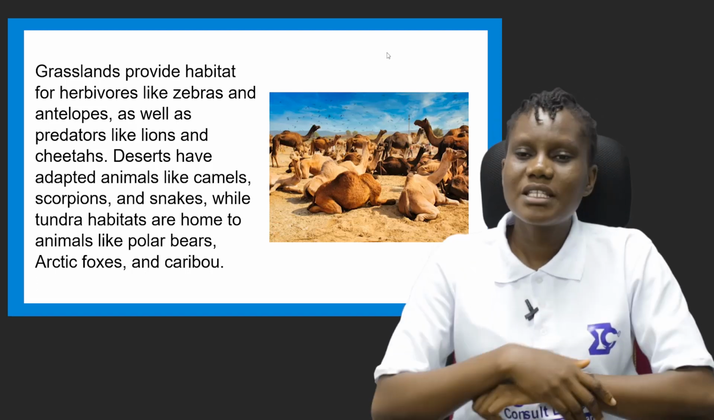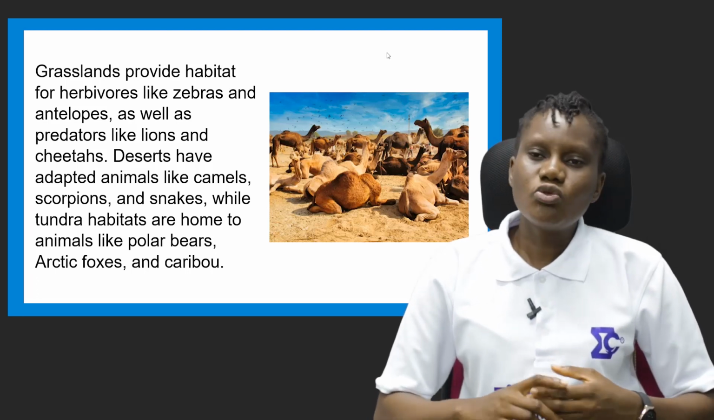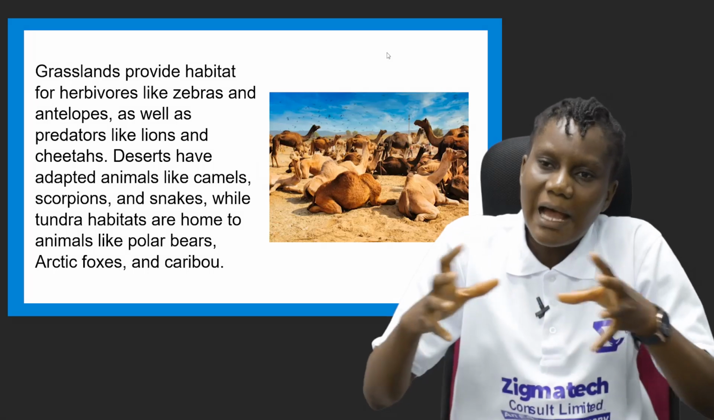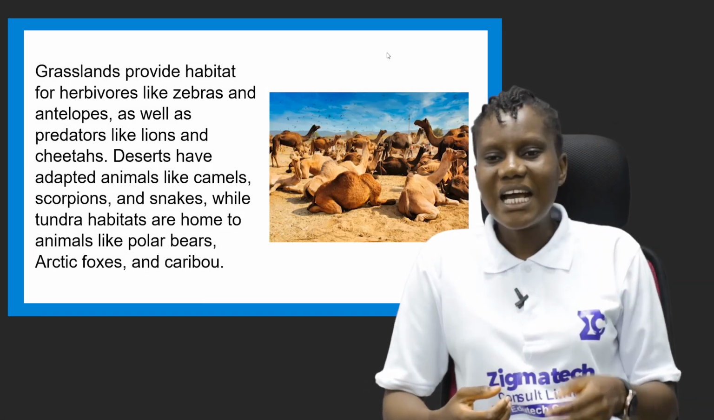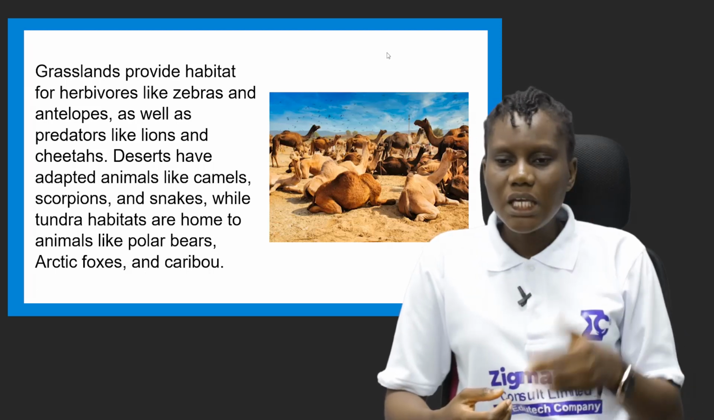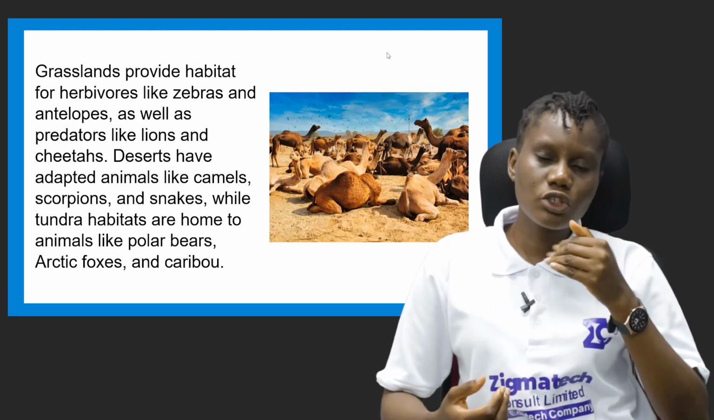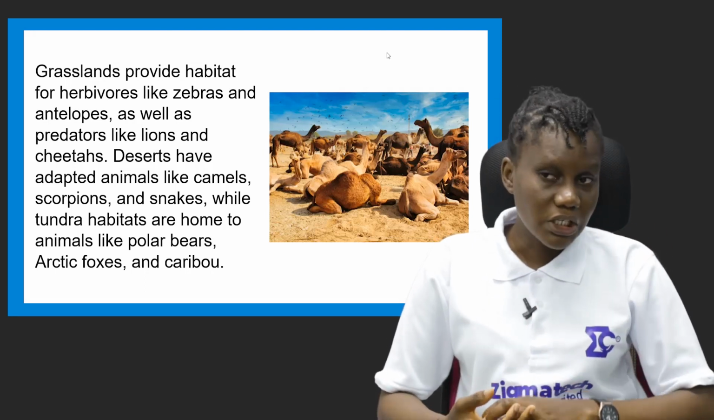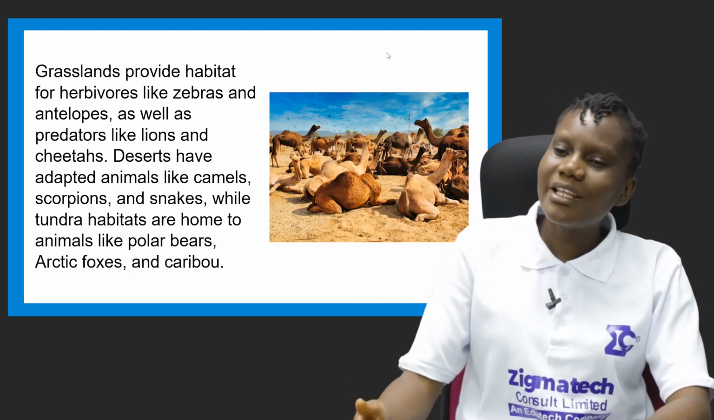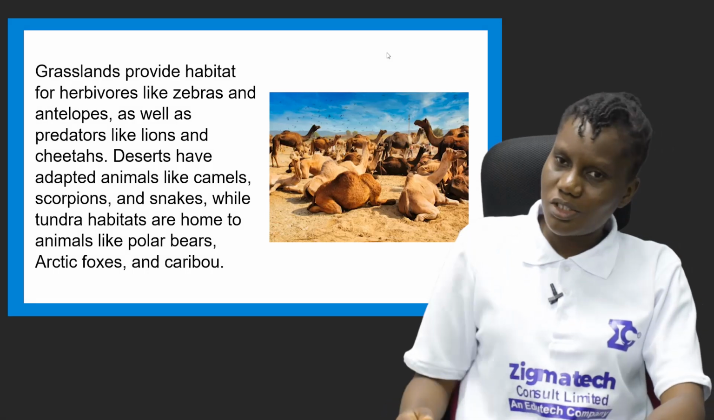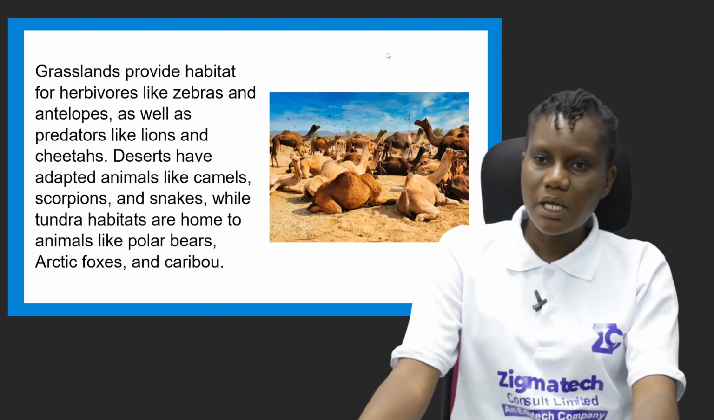So herbivores like zebras and antelope, as well as predators like lions and cheetahs, you find them in your grassland. That is their habitat. And why you find them there is because they easily access their food in this habitat. So you are not surprised that you're going to find this kind of animals in the grassland because their food is there. So everyone will stay where they can get the necessary resources, such as the food, water, and also the shelter.